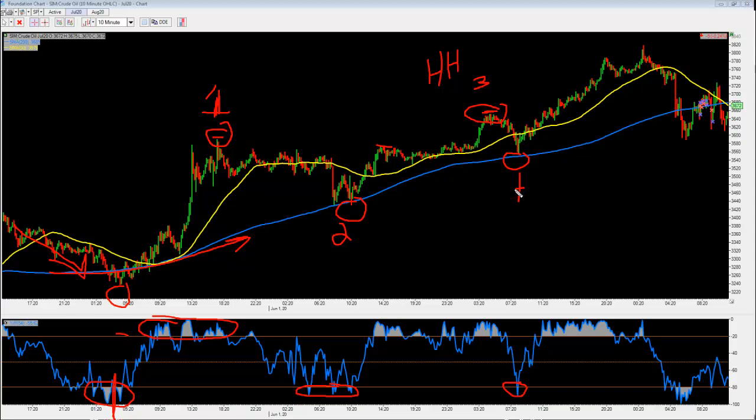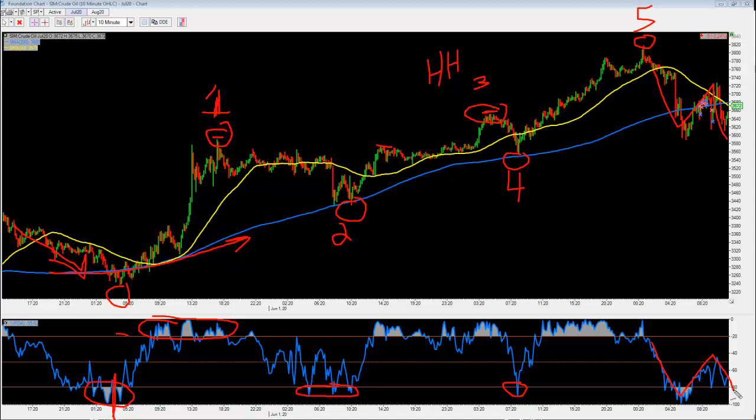Here's your 4. And then we see this up here as our 5. Most likely what happens after that is an ABC correction. So this is your A, B, C, let's say, of this wave.